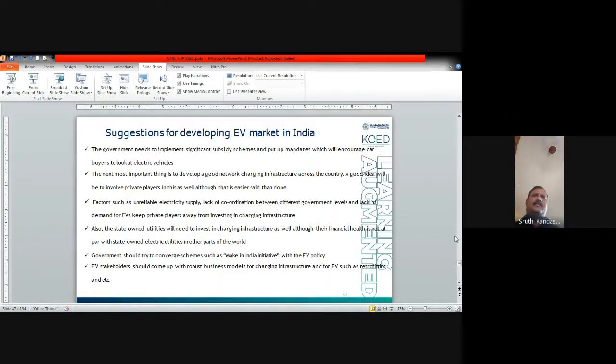Factors such as the unreliable electric supply, lack of coordination between the different government levels, and a lack of demand for EVs keep private players away from investing in the charging infrastructure. The government should try to converge schemes such as the Make in India initiative with the EV policy. EV stakeholders should come up with a robust business model for charging infrastructure and for EVs, such as retrofitting, etc.